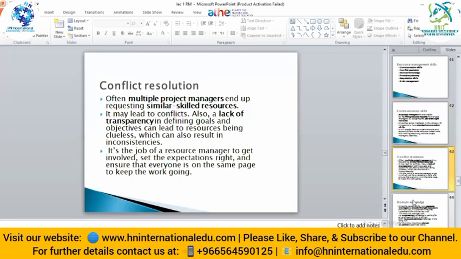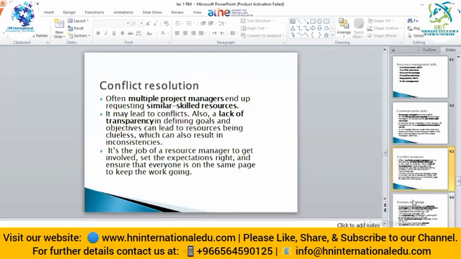Conflict resolution. Like when we are working on 2 or 3 projects and the same resources are required by 2 or 3 projects, there can be a conflict. So we have to manage these conflicts. The project manager must have the skills to solve these types of conflicts, because it may lead to the worst when we are facing a conflict.